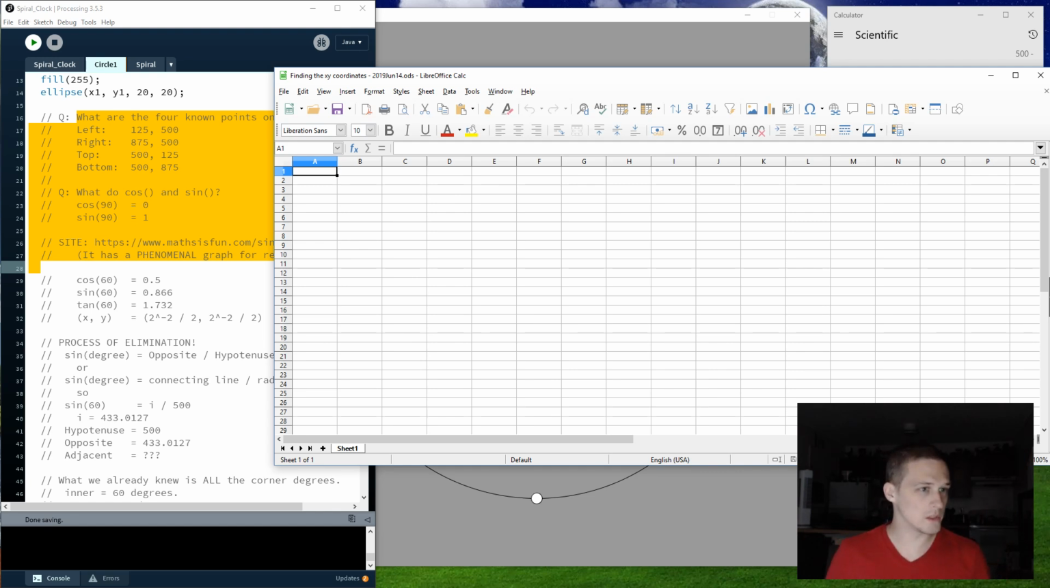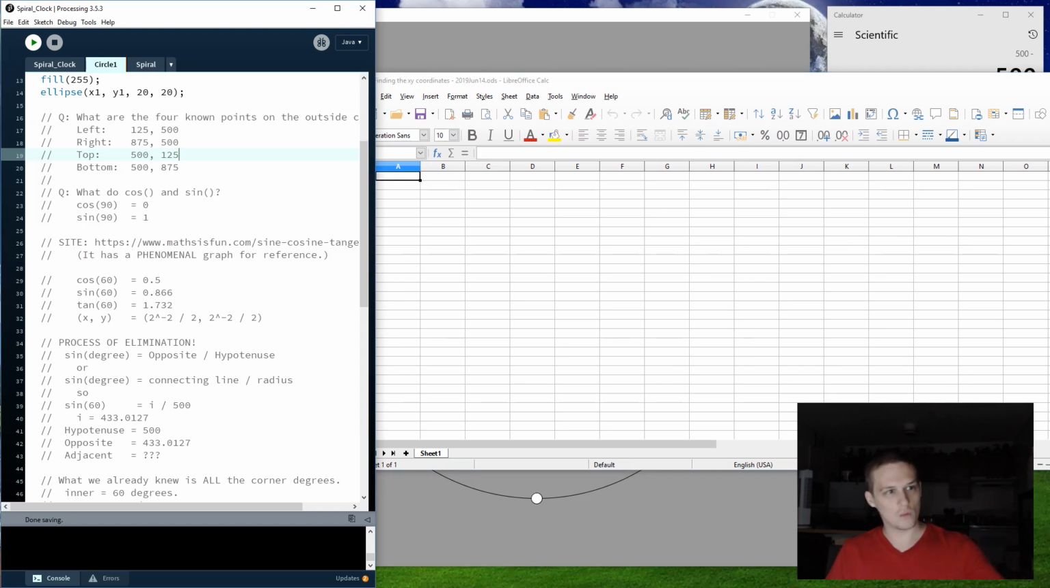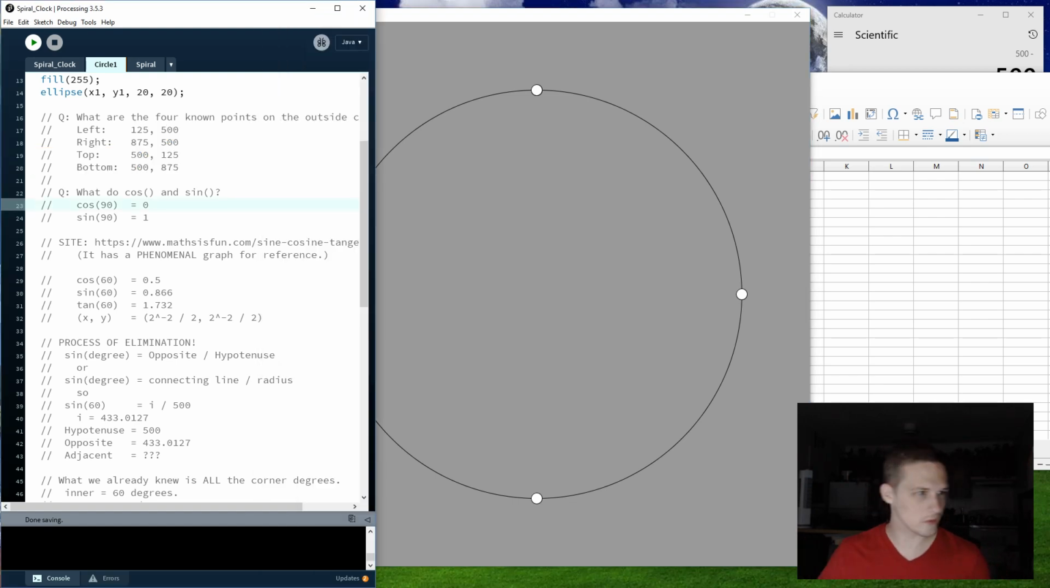So what I'm going to do is find the known points on the outside, which are all these coordinates, these circles on the outside of the circle. All these small white dots on the outside of the circle. Rather use dots rather than circle, so I don't just keep using circle, circle, circle.